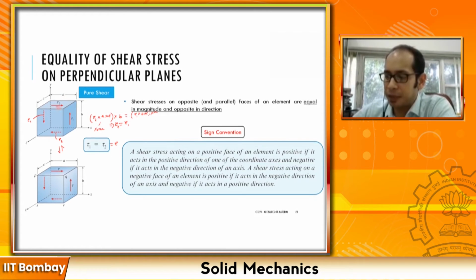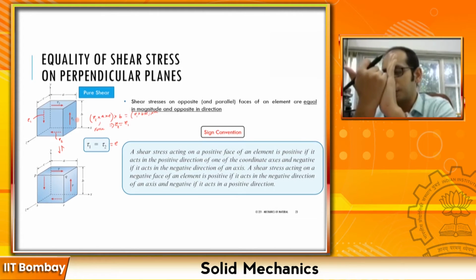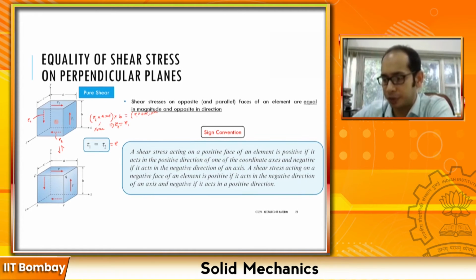On this positive face, my tau 2 acts in the positive x direction. So tau 2 is a positive shear force. See what it says: a shear stress acting on a positive face, my positive face is this one, is positive if it acts in the positive direction of one of the coordinate axes. So it acts in the positive direction, so it's a positive shear. Similarly, on this face over here, the outward normal is along the positive x direction. So my face is positive and the shear force acts along the positive y direction. So this shear force is also positive, right?